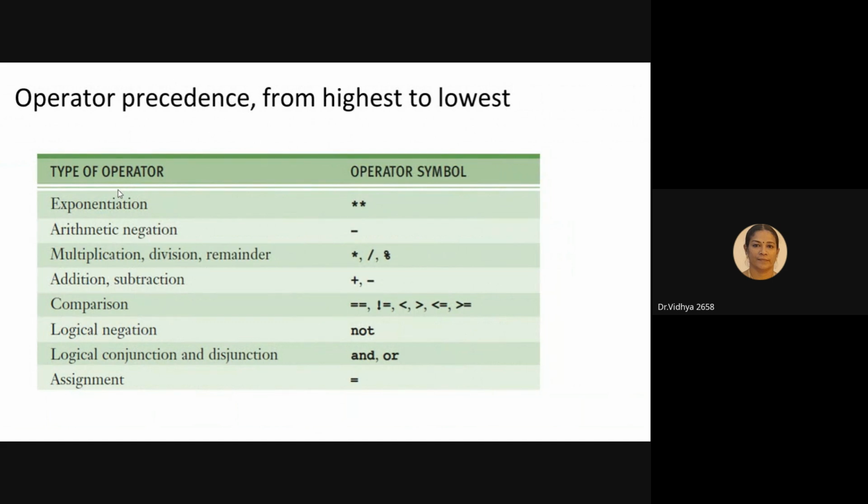Then operator precedence from highest to lowest. Exponentiation has the highest precedence, so it is at the top of the table. Then arithmetic negation. Likewise, while coming down, the precedence gets reduced. The topmost one is the one about to gain the knowledge about this operator and its respective symbol.